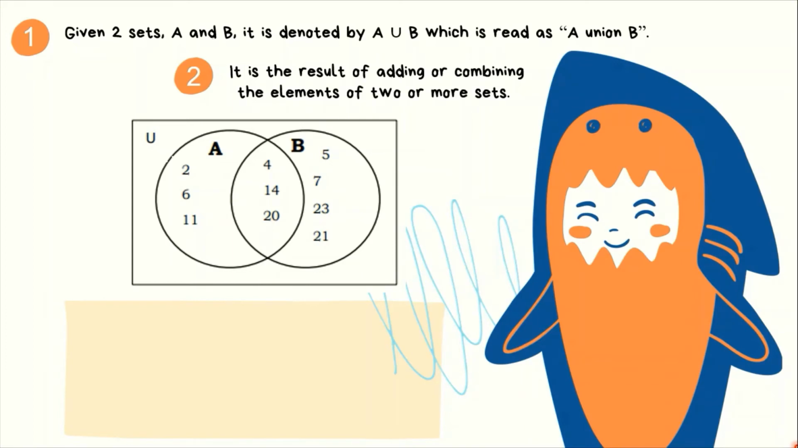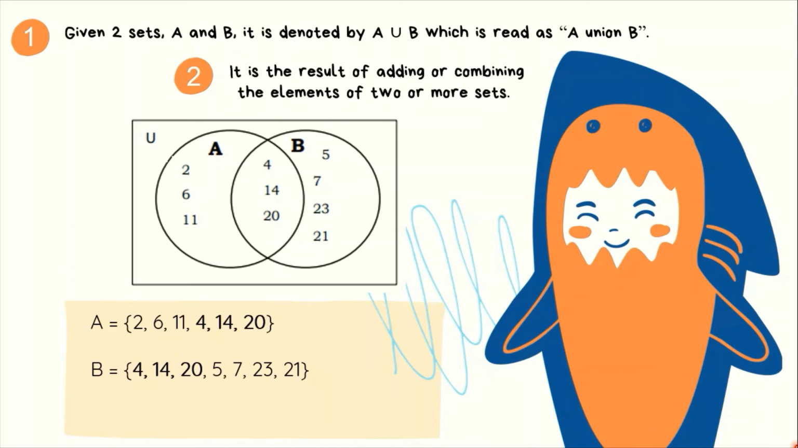So this time, meron tayong universal set. We have 2 sets, A and B. So mapapansin natin yung bilog ng set A and set B ay merong overlap sa gitna. So if set A has 2, 6, 11, 4, 14, and 20, so ito yung set A, napapaloob niya itong 6 na numbers na ito. Set B naman, we have 4, 14, 20, and then 5, 7, 23, 21. Ito namang 7 numbers na to ay napapaloob ni set B.